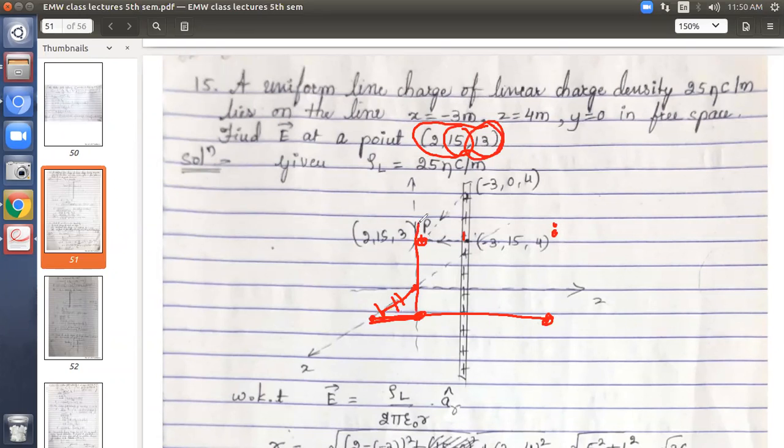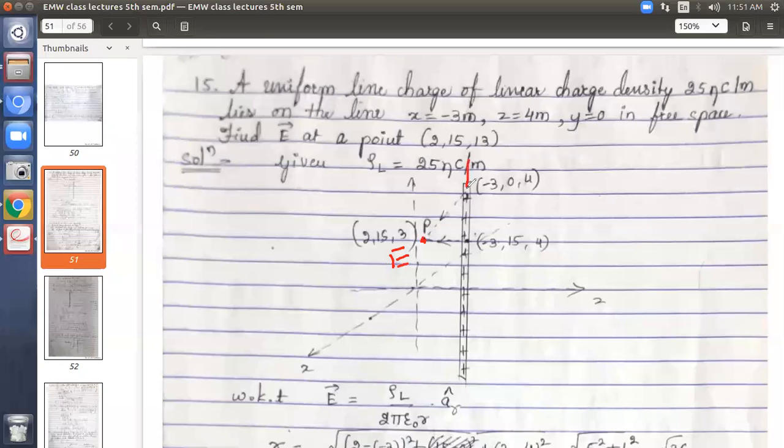So move 13. Again I have made it wrong. Make this 13. It is not 3, it is 13. So the point will come somewhere here. It is up to you to take the 15 units somewhere here. If you take it dimensionally accurate, measurement wise, the point comes here, but I have not done that. So approximately let me put the point somewhere here. Okay, so this is the point where you need to find the electric field intensity.